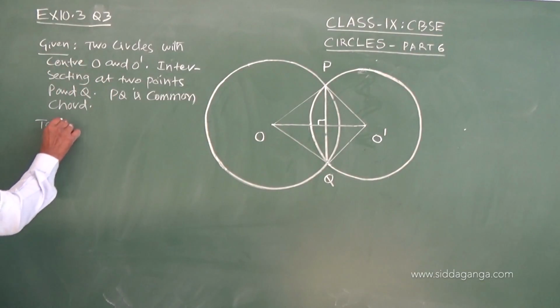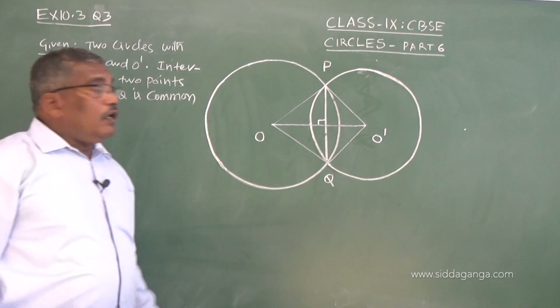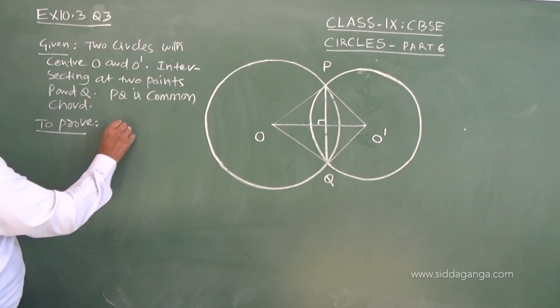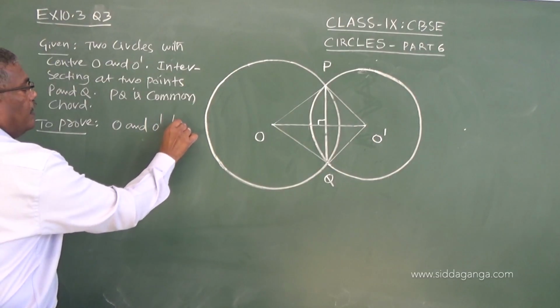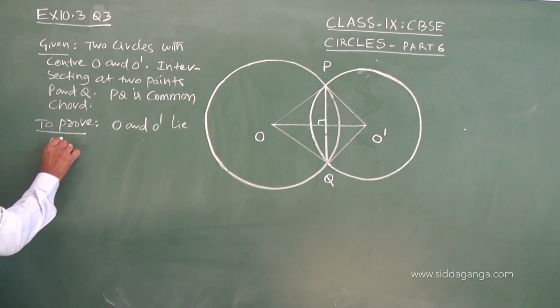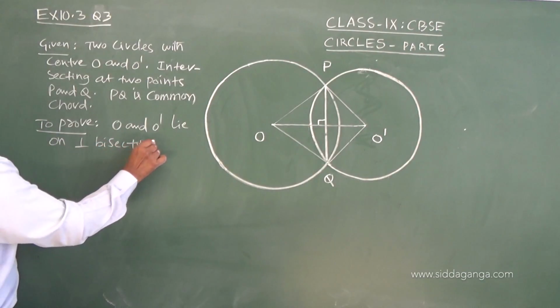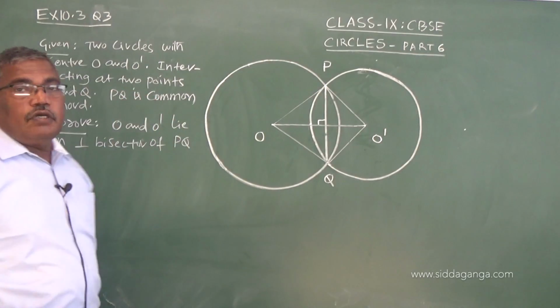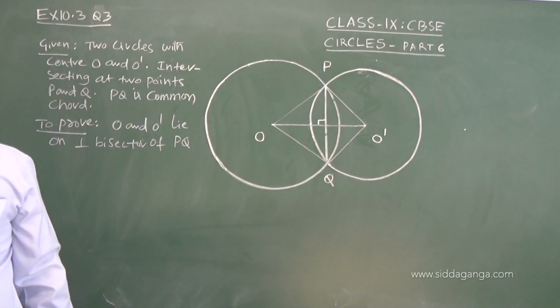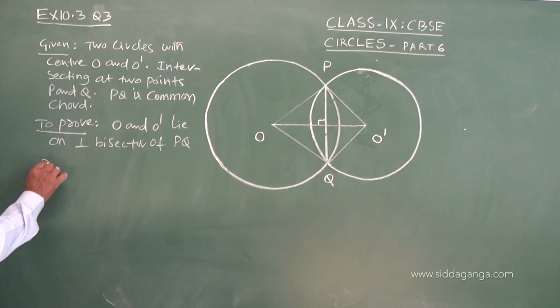So what is to be proved? To prove: O and O dash lie on the perpendicular bisector of PQ. This is what is to be proved. Now, proof.